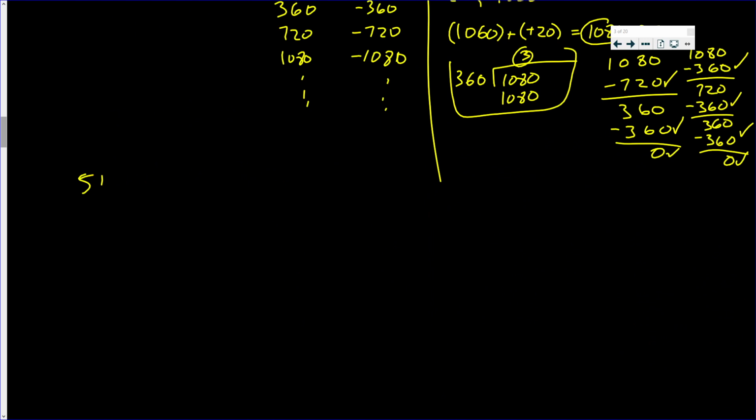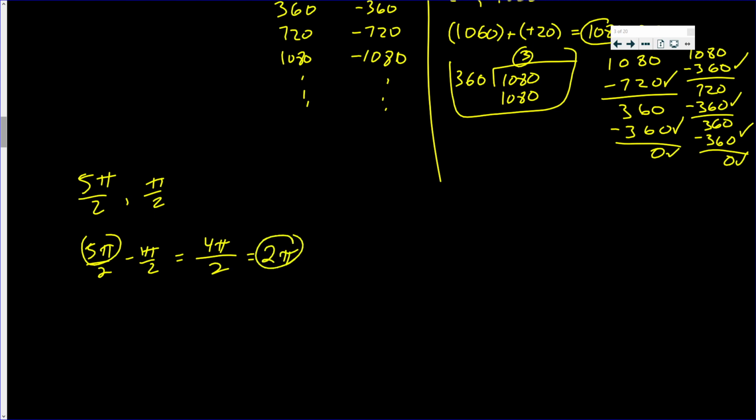How about 5 pi over 2 and pi over 2? Well, you subtract them, and they do have the same denominator. So if you have 5 pi and you take away 1 pi, that's 4 pi, and the 4 over 2 is 2. The difference is a multiple of 2 pi, 2 pi times 1.